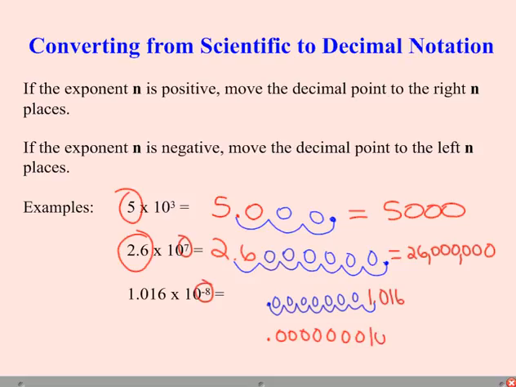And of course, scientific notation is most often used to express very large or very small numbers in a neater manner. For example, this last one, 1.016 times 10 to the negative 8 is probably an easier way to express the number that we see here in decimal notation.